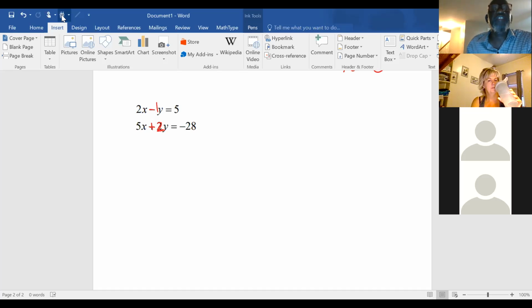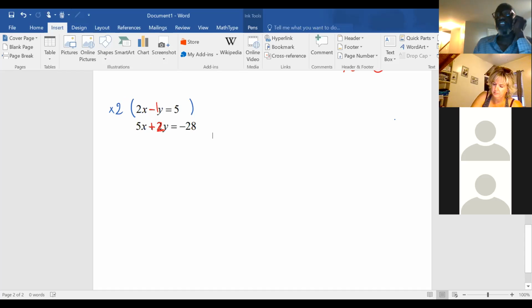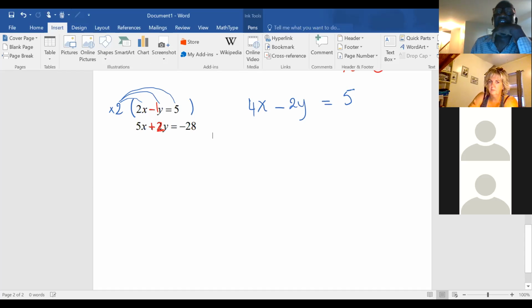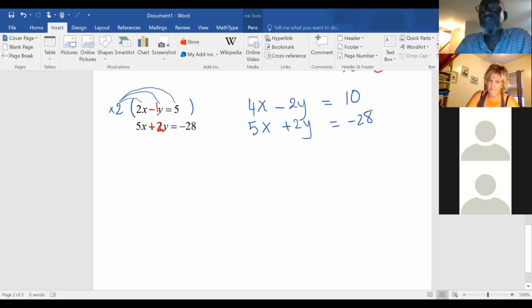So to get the number 2 in front of the first equation, I need to multiply the first equation by how much? 2. When I do so, I have to pay attention to distribute to everybody. 2 times, okay? What I get is 4x minus 2y equals, I made a mistake, it's 10. Thank you. So it is equal 10, right? And then the second one, unchanged, is 5x plus 2y equals negative 28, right?